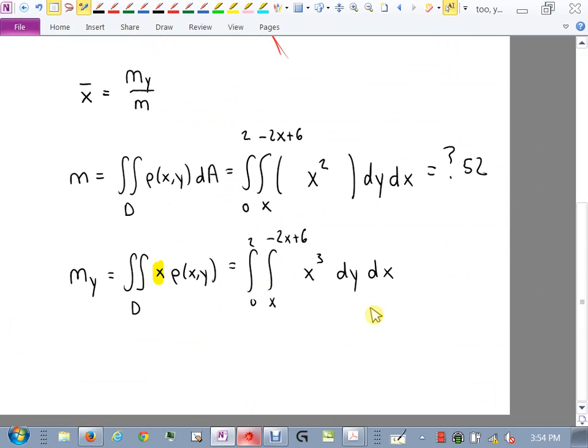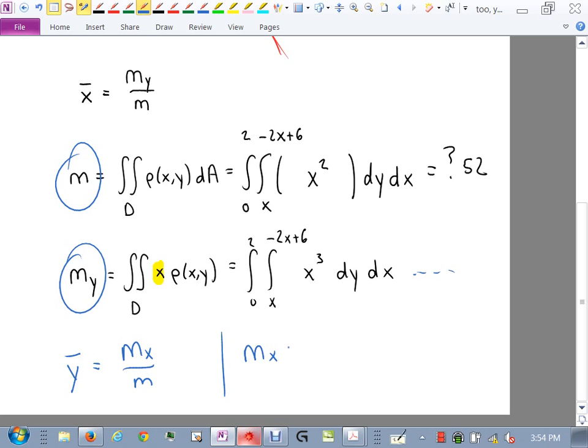All right, so we set that up, we've carried that out the rest of the way. Now, when we get those two answers, we take this one and we divide it by this one, and that's our x bar. And now you have to find y bar. To find y bar, the only thing we're going to need is what? Moment about x. That's the only difference. So I don't have to do mass again. So a moment about x is double integral over D, but this time it'll be y times your x squared, dy dx. Dot, dot, dot.